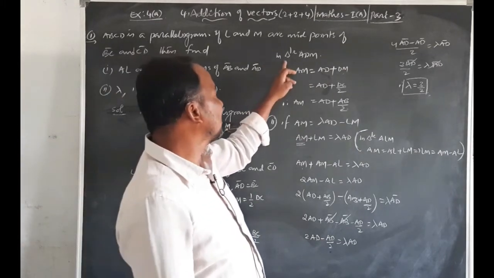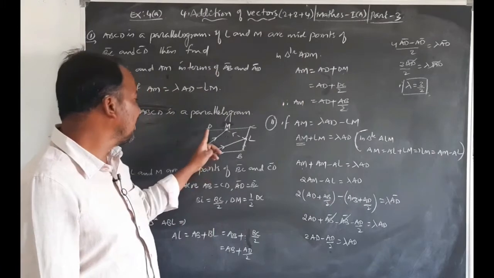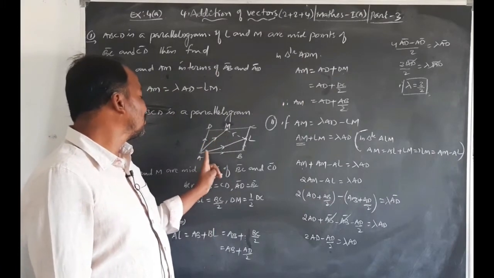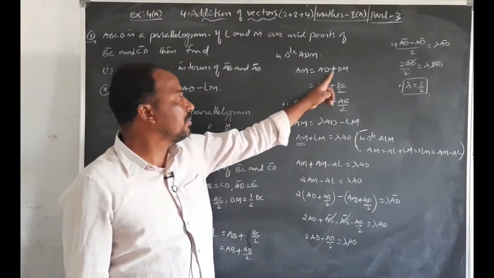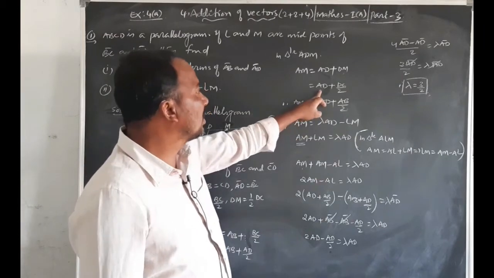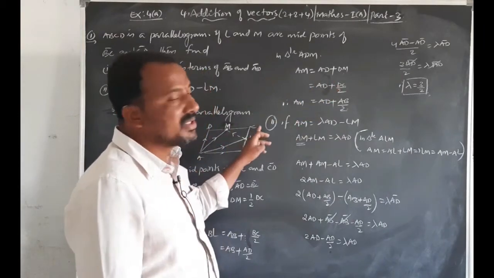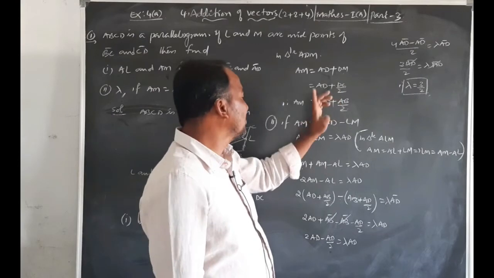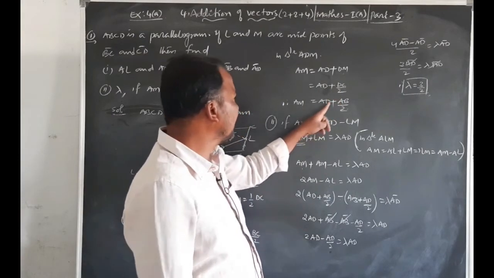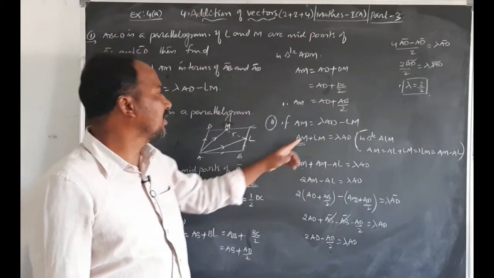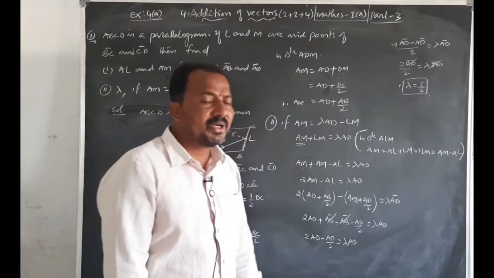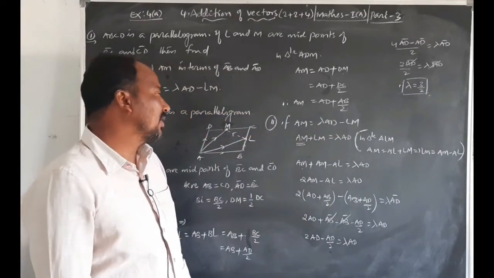Second, in triangle ADM, AM equals AD plus DM. What is DM? Half of CD, and CD equals AB, so AM equals AD plus AB by 2. AM in terms of AD and AB.